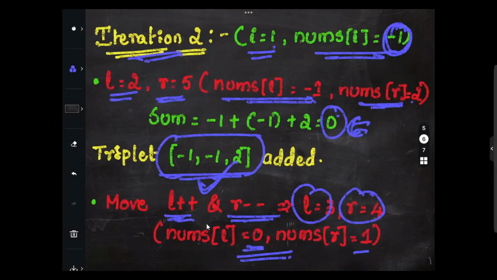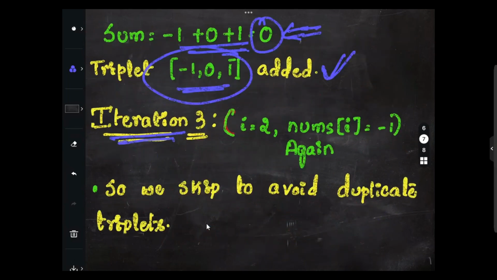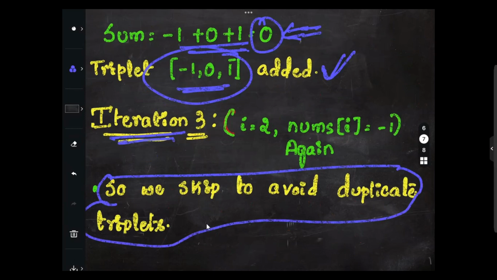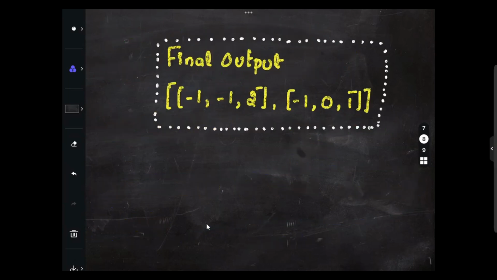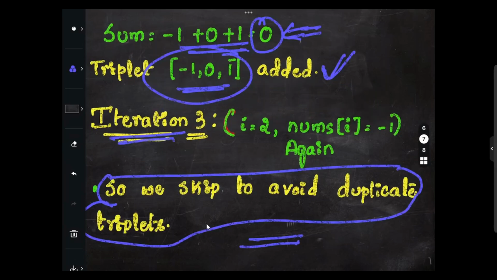So what we will do in this case is skip this one to avoid the duplicate triplets. We shouldn't go with the duplicate triplets, right? So iteration stops here basically. The final output that we got here is -1, -1 and 2, and -1, 0 and 1.